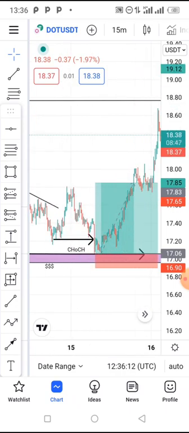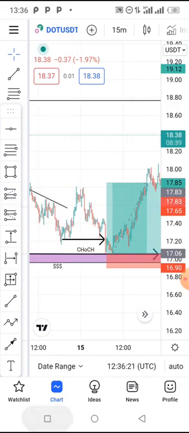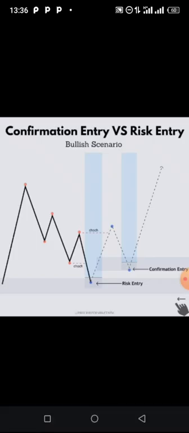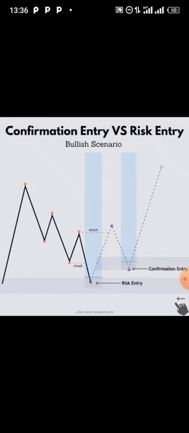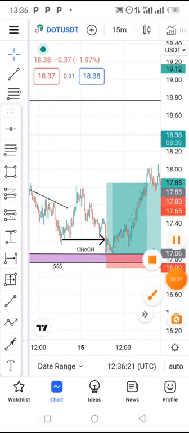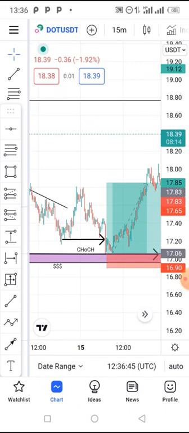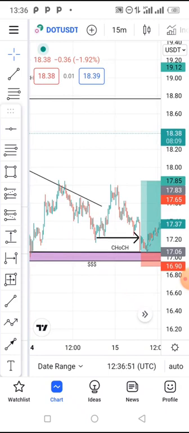Now, going back to CHOCH, change of character, which I was explaining. If you look at the picture I used as example, it's just a typical example of what we have on the chart also here. You can see the market taking out this previous swing point. Wait, let me explain. Let me shift this so you get a clearer view.